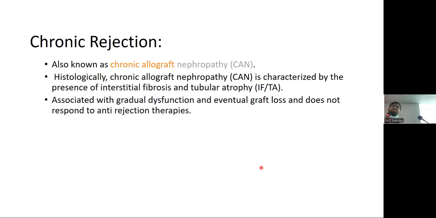There are two types of rejection: antibody-mediated and cell-mediated. You have gone through the mechanism of how both of these act on the transplanted allograft. Cell-mediated rejection is caused by CD4 and CD8 positive cells, and antibody-mediated rejection is caused by preformed antibodies present in the recipient. They are taken onto the graft.